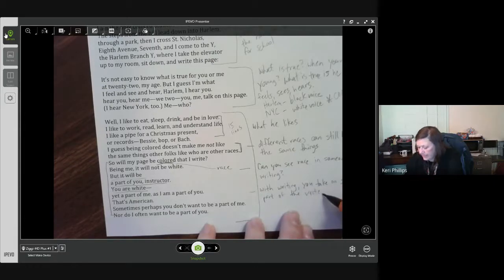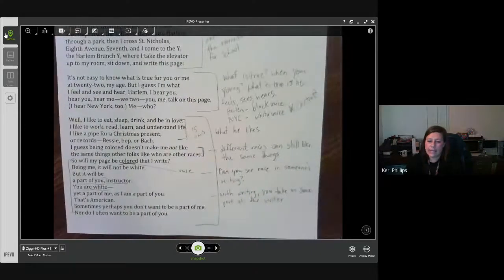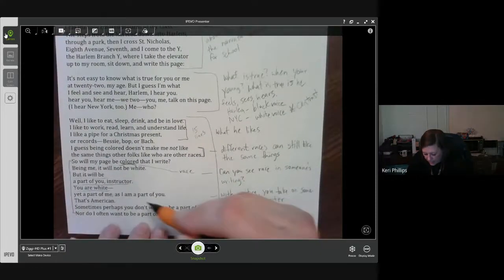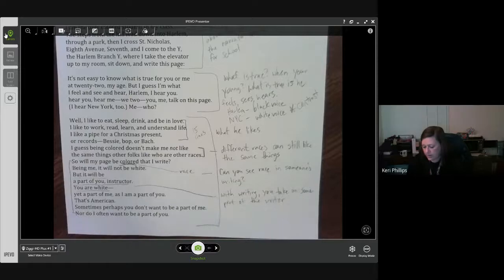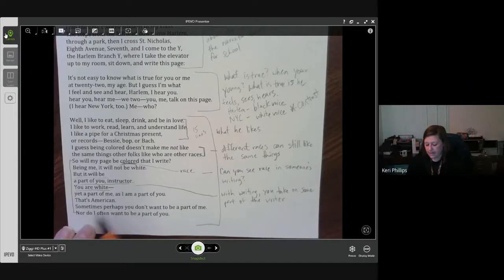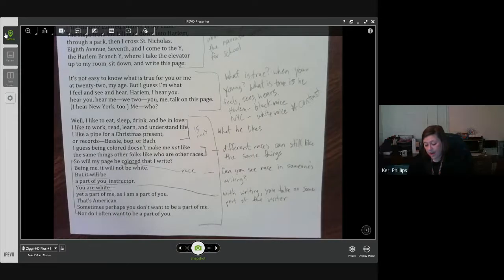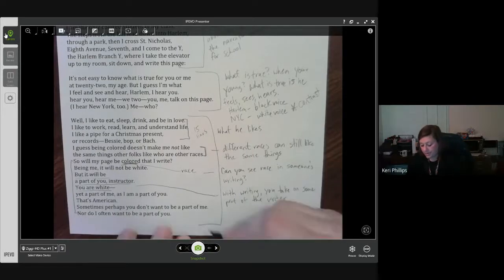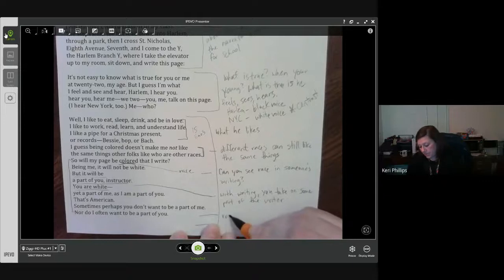so what I'm writing is, with writing, you take on some part of the writer. That's kind of what he's saying here. Right? I mean, that seems a simple way of saying what he's saying. And obviously he's saying something more here, but we're just trying to get the overall. He says, that's American. And then he says, sometimes perhaps you don't want to be a part of me, nor do I often want to be a part of you. And so this is the race divide.